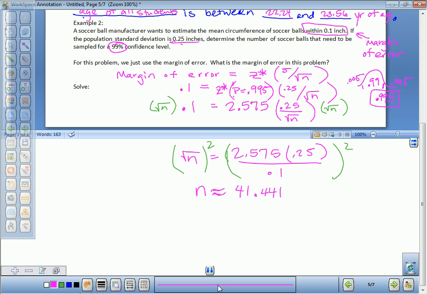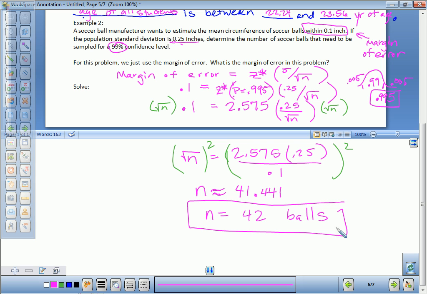Can we actually test 41.44 balls? How many balls do we need to test? 42 balls. If we tested less than that, we would not be 99% confident. We would be less than 99% confident. But if we test 42 balls, then we can be 99% confident.